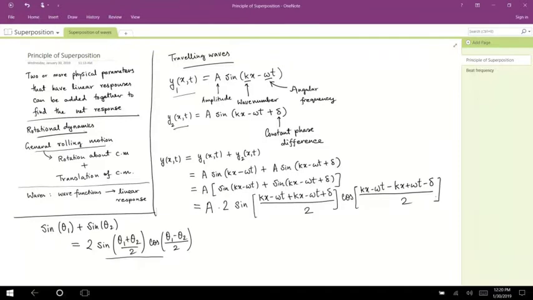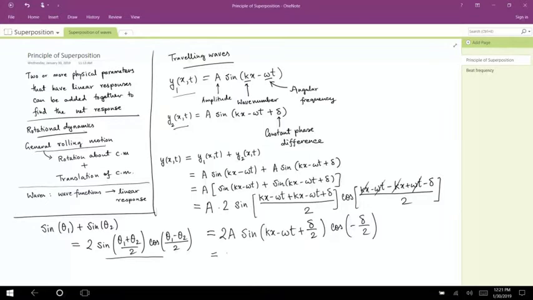Okay, so we can simplify this a little further. 2 times a times sine of, so the kx minus omega t repeats over here twice, and when we divide by 2, that 2 will cancel, so we'll get kx minus omega t plus delta over 2 multiplied by cosine of negative delta over 2. And that's because if you look inside these square brackets, the kx cancels with the kx, the omega t and omega t plus and minus, these cancel, so we're left with negative delta over 2.